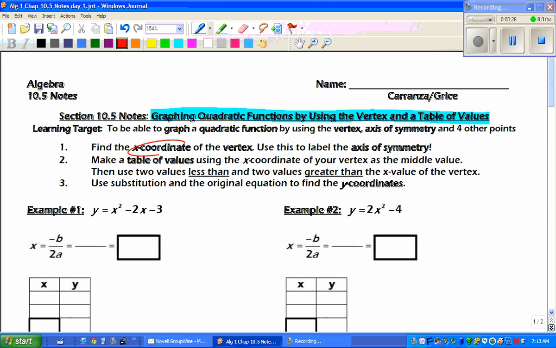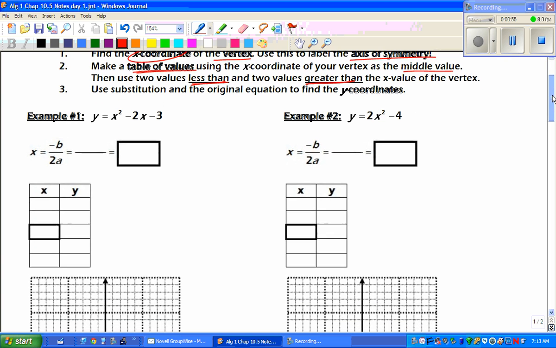Step number 1 says to find the x-coordinate of the vertex, using this to label the axis of symmetry. Step 2 is to make a table of values using the x-coordinate of your vertex as the middle value. Then use two values less than and two values greater than the x value of the vertex. After that, we're going to use substitution and the original equation to find the y coordinates.